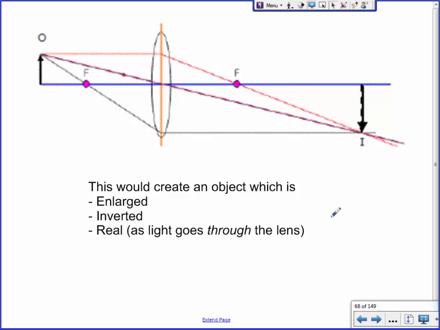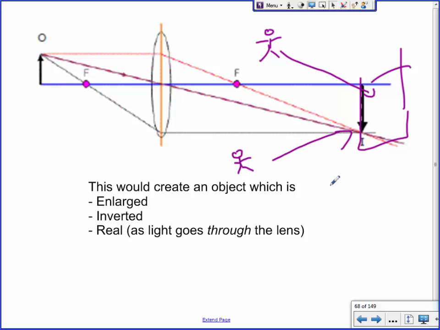So let me talk through the properties. This would then cause the image to be enlarged, inverted, and real. Now, one of the cool things about this is that, let's say you were standing right here, and we put a screen right here. You would then see the projection on the screen. But if you were standing right here, you could also see the same projection on the screen. Do you know what I'm saying here?